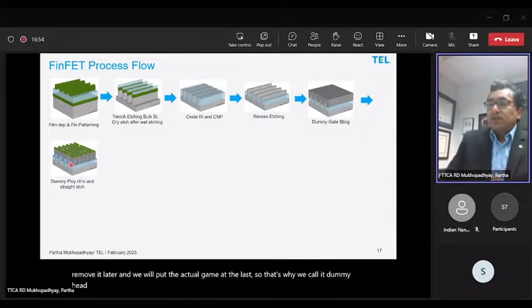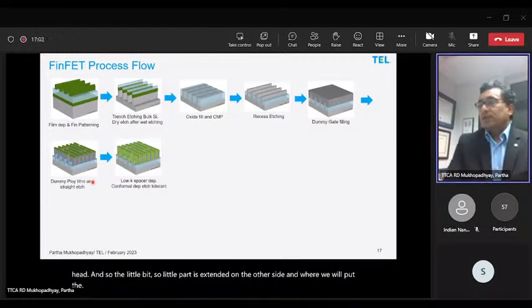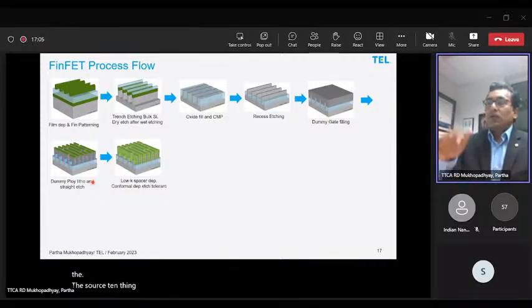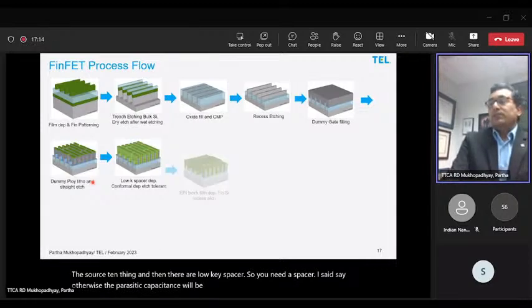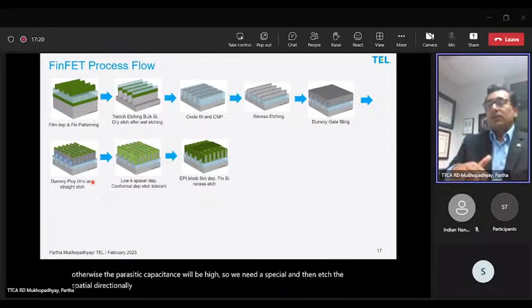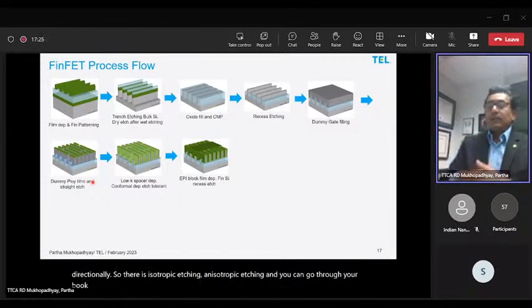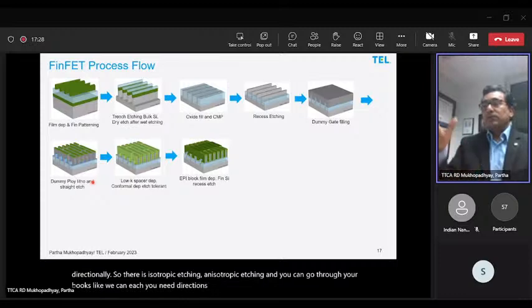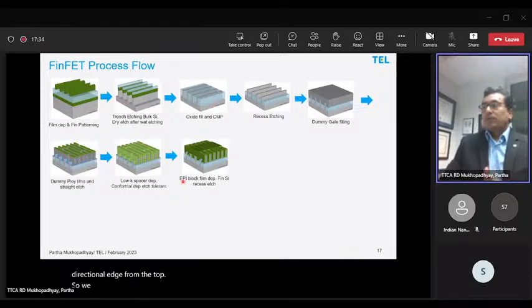And the little part is extended on the other side, where we will put the source and drain. And then there is a low-K spacer. So you need a spacer, otherwise the parasitic capacitance will be high. So we need a spacer, and then etch the spacer directionally. There is isotropic etching and anisotropic etching. You can go through your books, like we can etch unidirectionally, we can etch directionally. So it is kind of a directional etch from the top. So we expose this area and then we chop it totally.